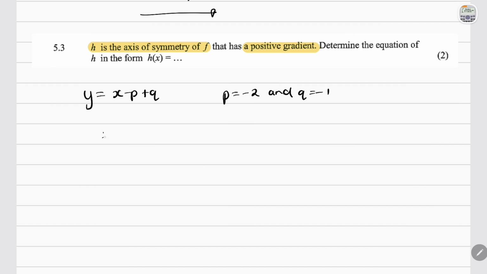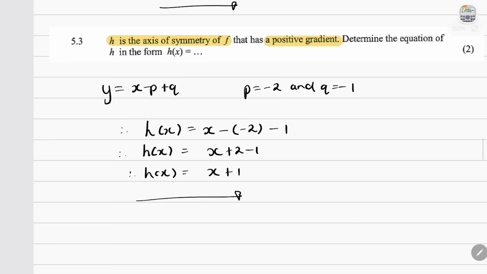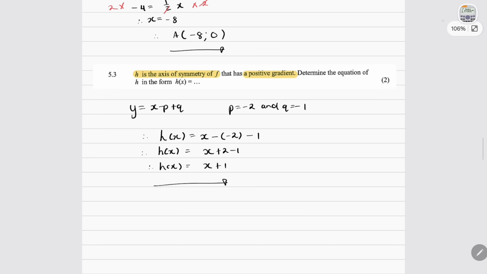So the equation of this, which we must write as h of x is equal to, it is just x minus the negative 2 and then minus the 1, okay, plus negative 1, which is just minus 1. So finally, we'll say h of x is equal to x, and this becomes plus 2 minus 1. And so finally, h of x is equal to x plus 1. And that is our equation. Moving on to the next question.